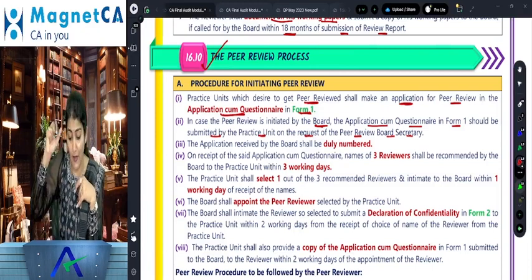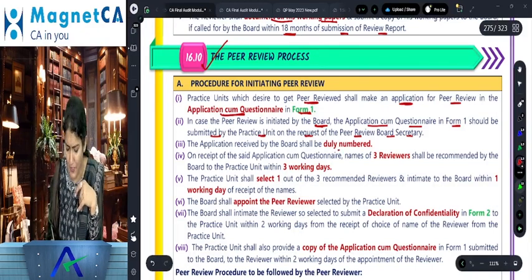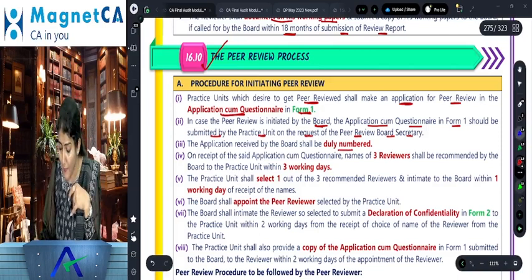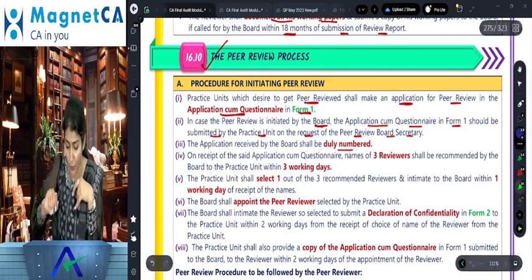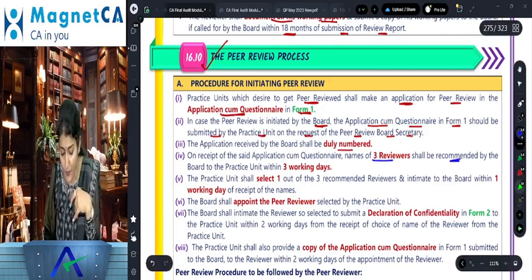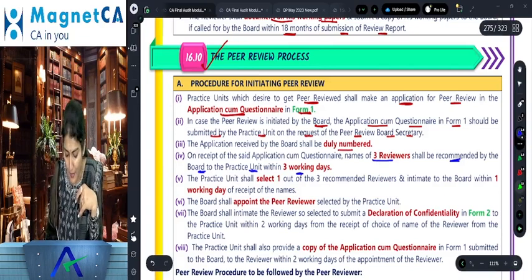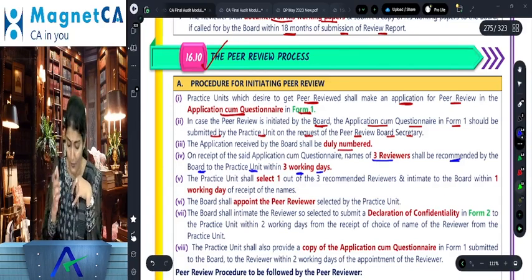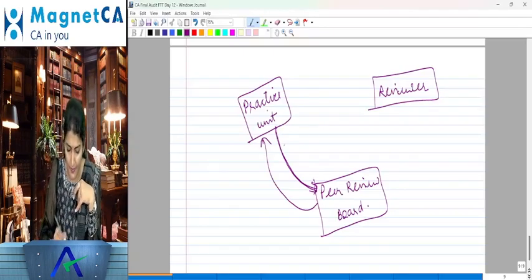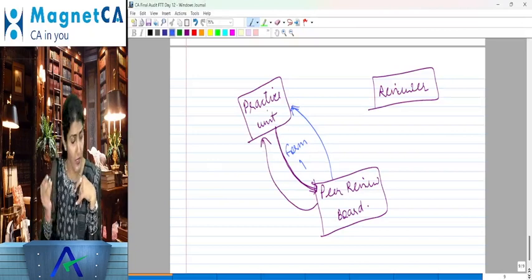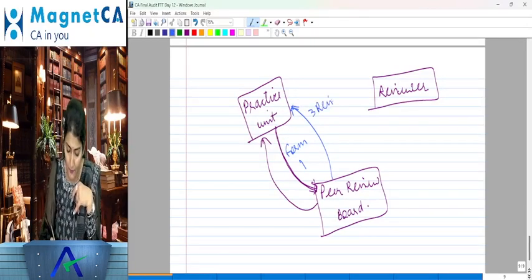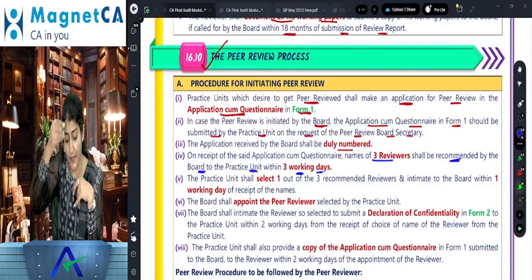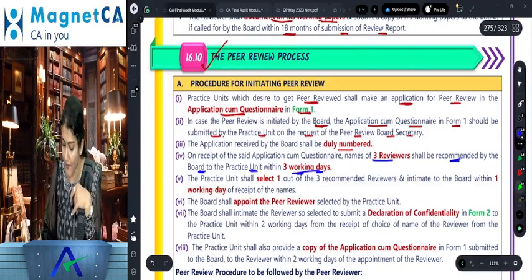Then once the form has been received, what does it say? The application shall be duly numbered. Then once the form has been received by the peer review board, the names of 3 reviewers will be recommended by the board to the practice unit within 3 days. So first the practice unit gave the form 1 to the peer review board. Now the peer review board will send to the practice unit a choice of the 3 reviewers, and then the practice unit has to select any 1 out of the 3 reviewers within 3 working days.